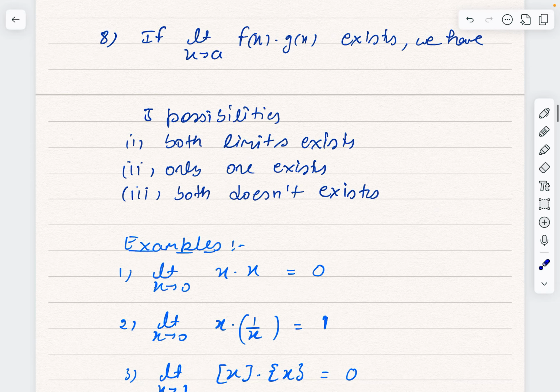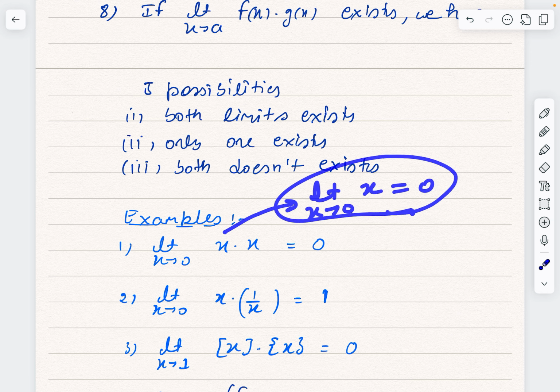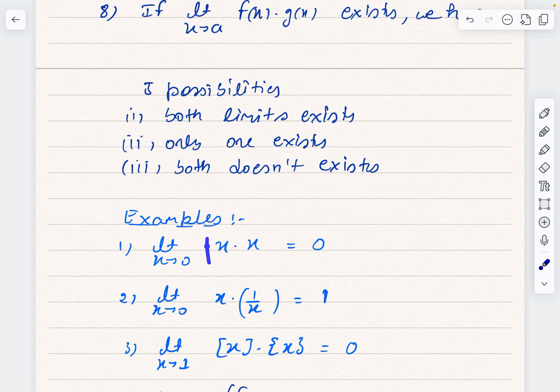First one, all three examples I'll give directly. You see the limit as x tends to 0 of x into x. X into x will be x square. If I put the limit as x tends to 0, you get 0. So the limit of the product of the functions exists. Now will the individual limits exist? Yes, individual will also exist. If I take the limit as x tends to 0 of x, it will be 0 only. So here the product exists, and individually both of them exist.